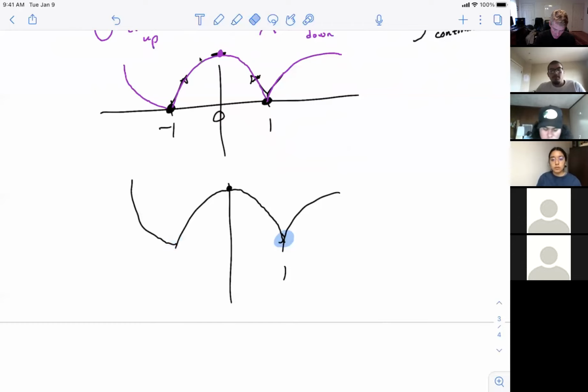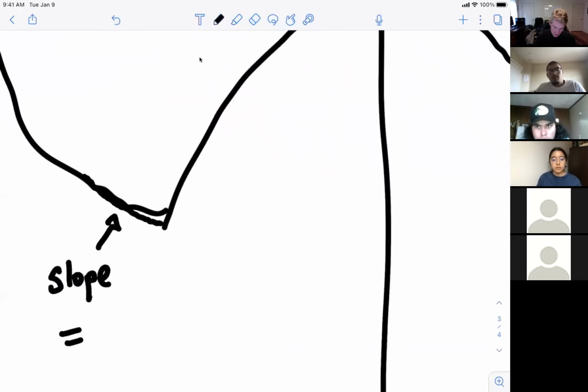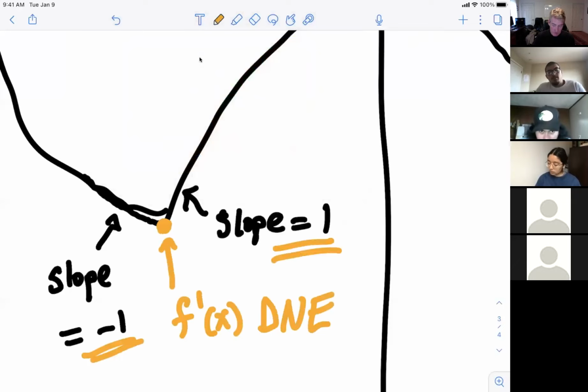Because look, if you zoom in on that point, it would come in like this. So that means on this side, the slope would equal, I don't know, something like -1. But then if you look on this side, it's going up. So the slope would equal something like +1. Which means right there at that point, the derivative does not exist because the left side and the right side don't match.